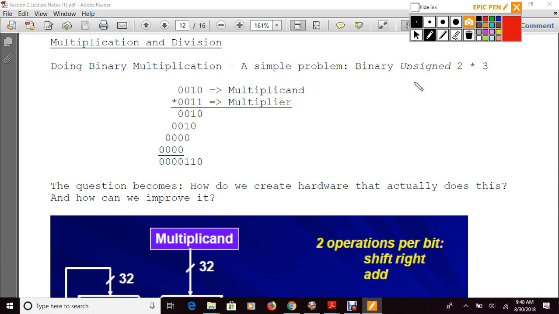So what you're doing is, if it's a 1, you just add, right? Every iteration, you shift. If it's 1, you add. You shift again. If it's 1, you add. If it's 0, you don't. Right? So that's what's physically going on here in this diagram.